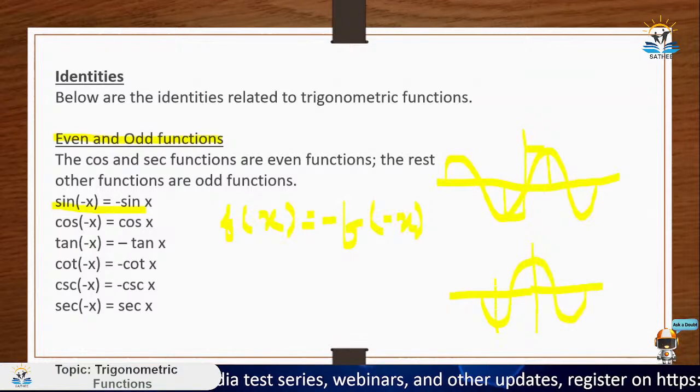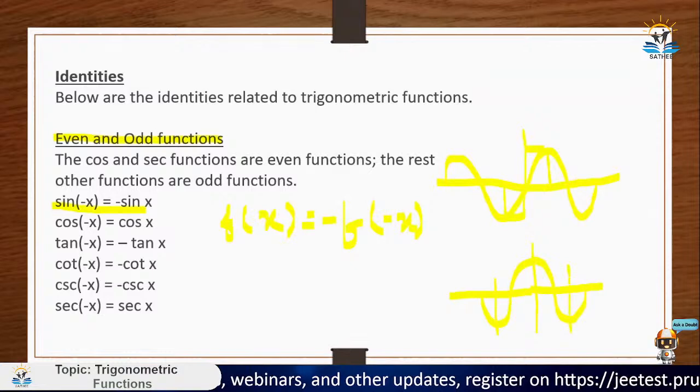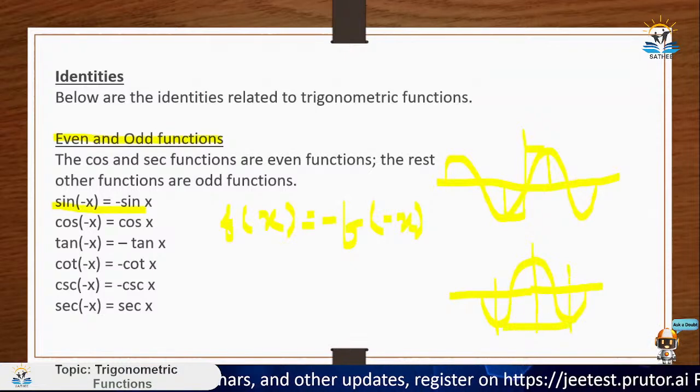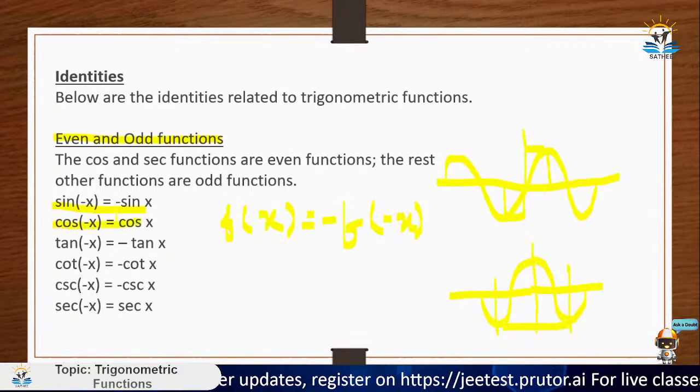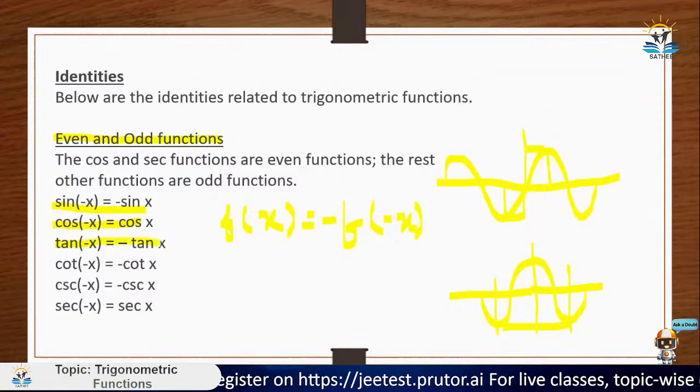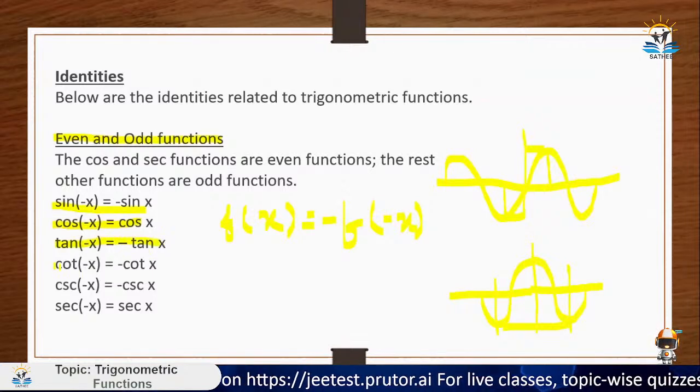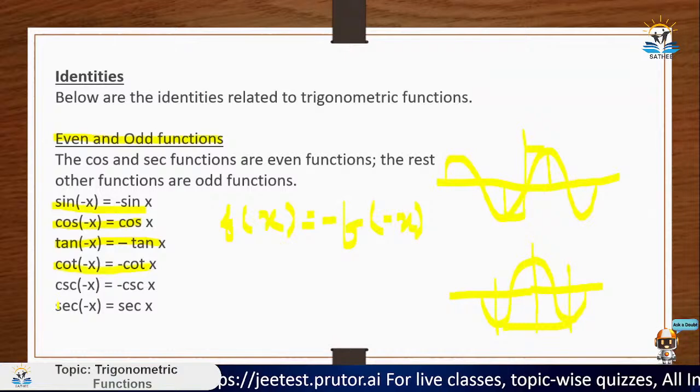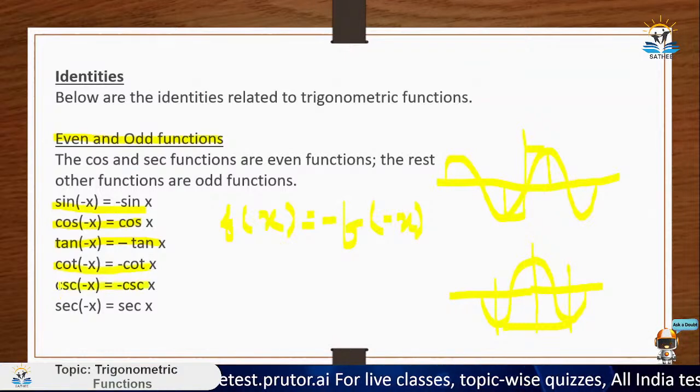Why? Because see, for the negative value of a positive value of x, you are getting the same value of y. So you can say that cos is an even function. So cos of minus x is equal to cos x. Sine of minus x is equal to minus sine x. Tan of minus x is again minus tan x because tan is also an odd function. Cot is also odd, so minus cot x. Cosec is odd and sec is even.